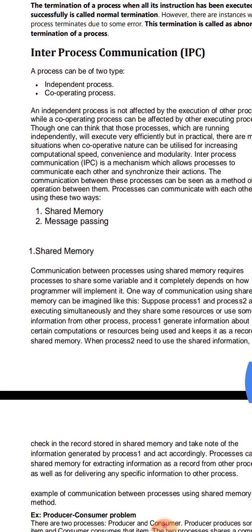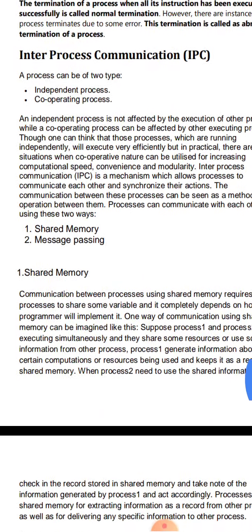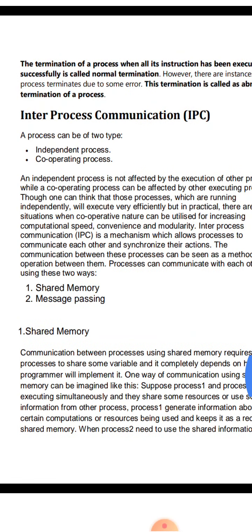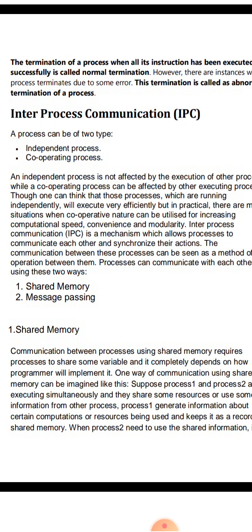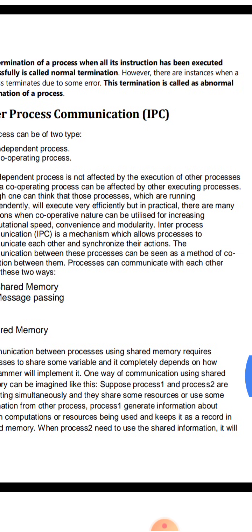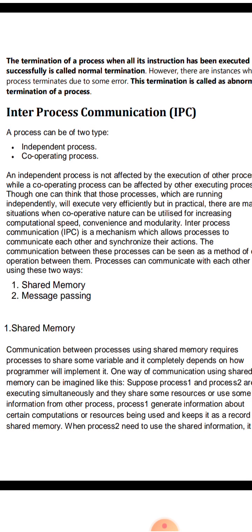Then the next point is inter-process communication. Inter-process communication can be of two types: independent processes and cooperating processes. An independent process is not affected by the execution of other processes, while a cooperating process can be affected by other executing processes. Means an independent process does not depend on any other, and cooperating processes depend on the execution of each other. Processes can communicate with each other in two ways: first is shared memory and second is message passing.